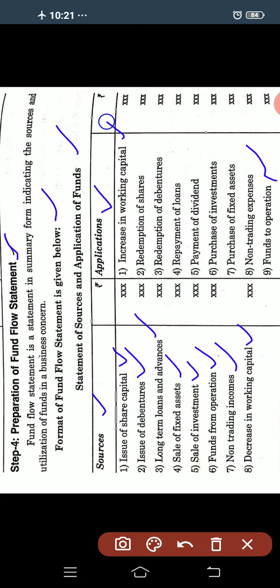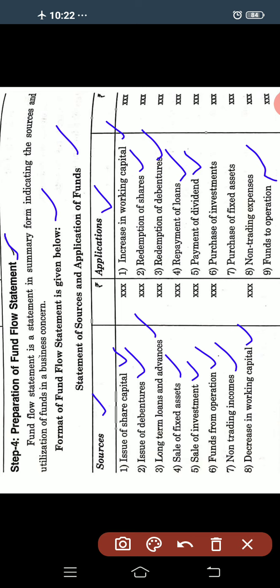Then we'll see the applications, starting with the increase in working capital. If there is an increase in the working capital, it means there is an application of fund. Then redemption of shares. If the shares are reducing, there is an outflow of fund, so we consider it an application of fund. Then redemption of debentures also. Then repayment of loans. We have taken the loan, but now we are repaying the loan amount. There is an outflow of fund, so it is an application of fund. Then payment of dividend to the shareholders, that is also an outflow of fund.